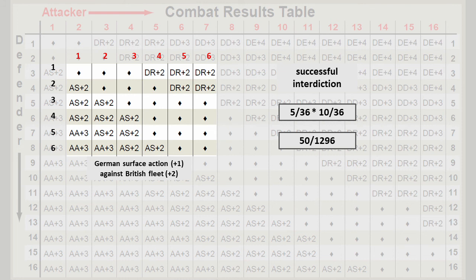And this is the trade-off you're always making. Use the marker for its tactical effect, or use it for its strategic warfare effect. The odds of a successful German interception of an Allied fleet are very, very low. Not just low, but very low. Less than 1 in 20 is the chance of successfully interdicting a British convoy.